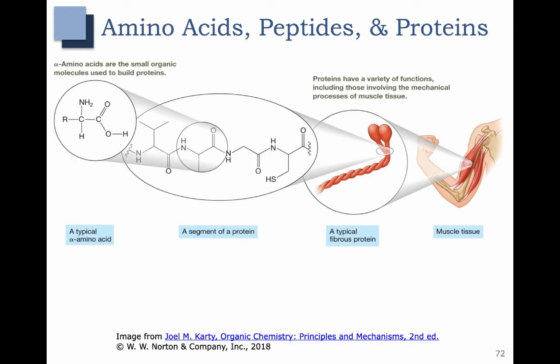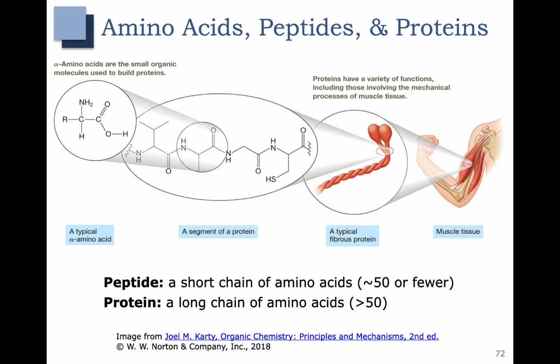Proteins are built up of amino acids. An amino acid is shown here on the left. Amino acids are going to link together to form proteins. You have all sorts of different proteins in your body. The example that they've shown here is a protein that's used to make up muscle tissue. Peptides refer to shorter chains of amino acids, usually about 50 or less, and proteins refer to much longer chains of amino acids, usually greater than 50.